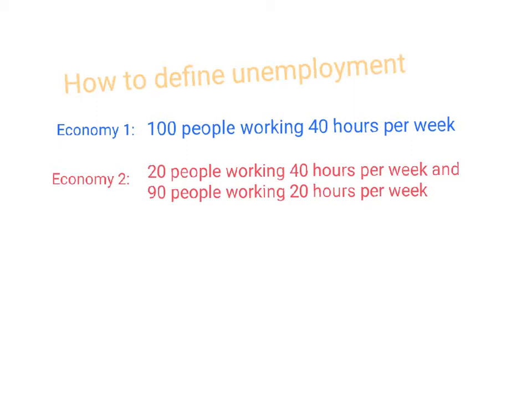So in economy 2, there are a total of 110 people working, whereas in economy 1, there's only 100 people working. So if you look at the actual number of people with or without a job, in economy 2, there are the fewest number of people that don't have a job. So economy 2 actually has the lowest unemployment rate using the official definition.